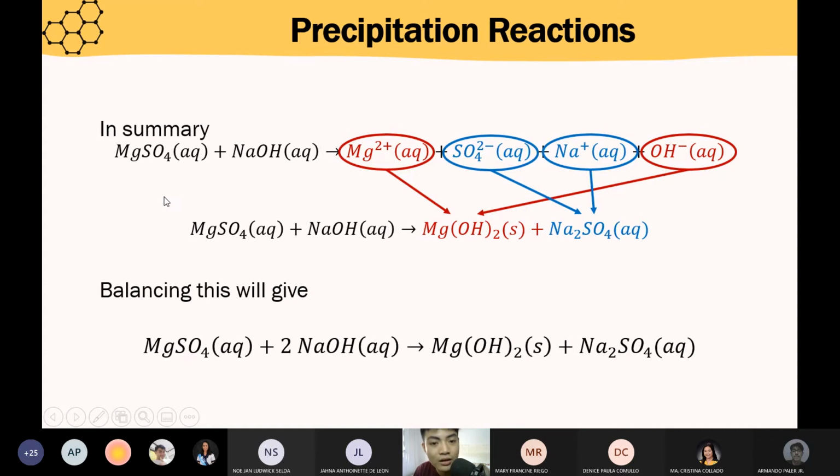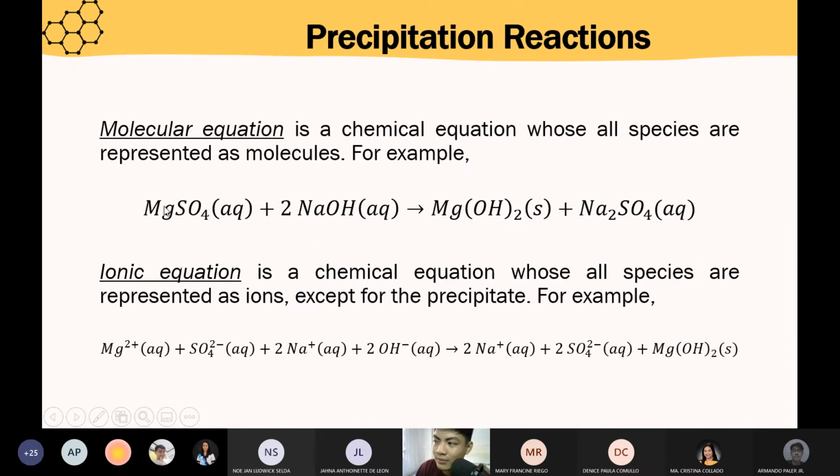Wherein the ionic compounds are combined. Pag combine yung ionic compounds mo, that's molecular equation. So, yung magkasama yung cation, anion, and then yung precipitate na kasulat S with inside the parenthesis. So, what is the ionic equation naman? So, the ionic equation is derived from this one. Derived siya dito. Dito mo makukuha yan.